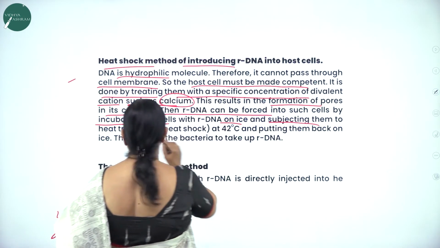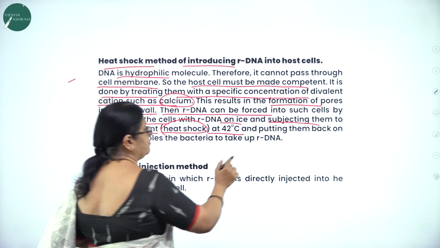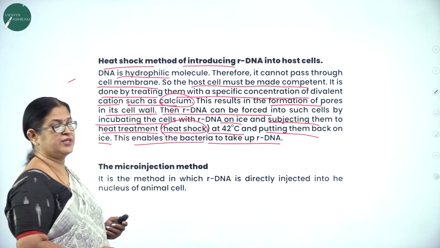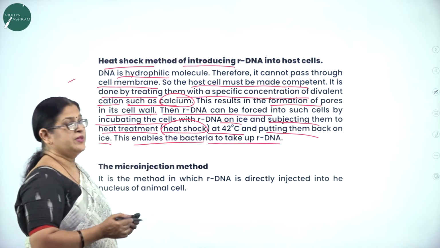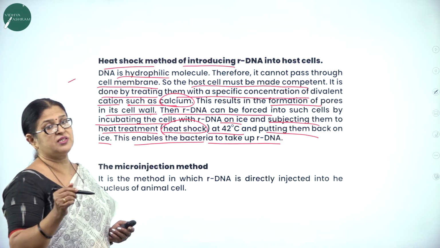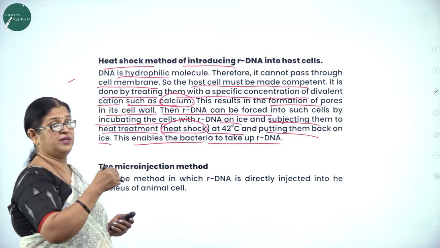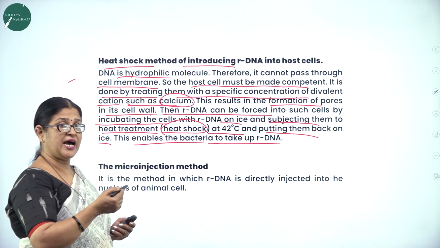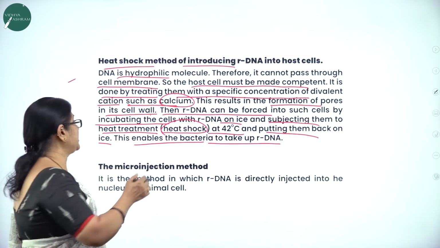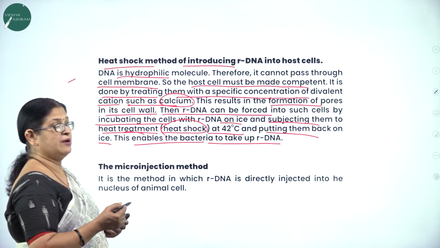and subjecting them to heat treatment, hence the name heat shock method, at 42 degrees centigrade, and putting them back on ice. This enables the bacteria to take up rDNA. So after treatment with divalent cations like calcium, pores form on the cell wall. Then the rDNA is forced into the host cells by incubating the cells with rDNA on ice and then subjecting them to heat treatment at 42 degrees centigrade and putting them back on ice.